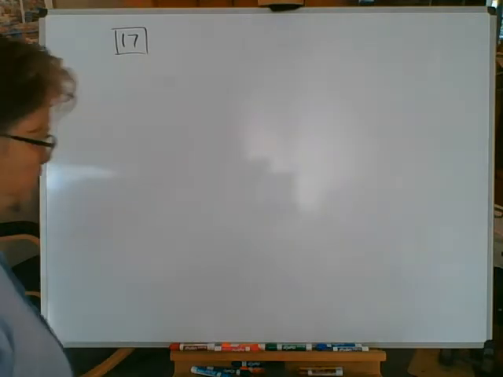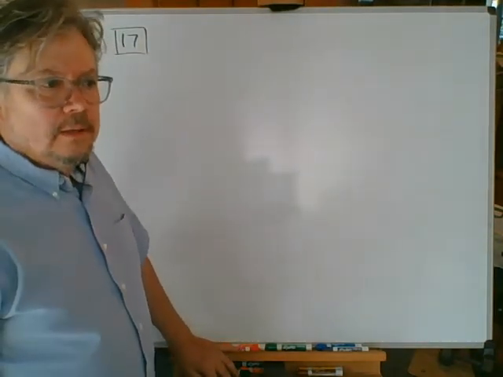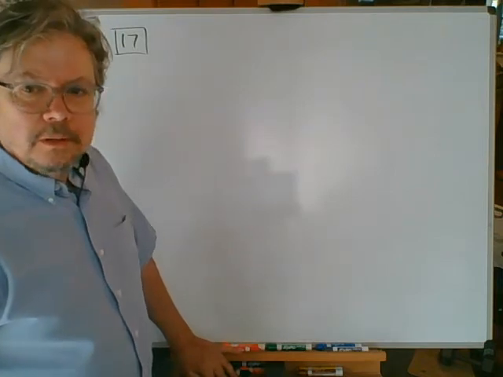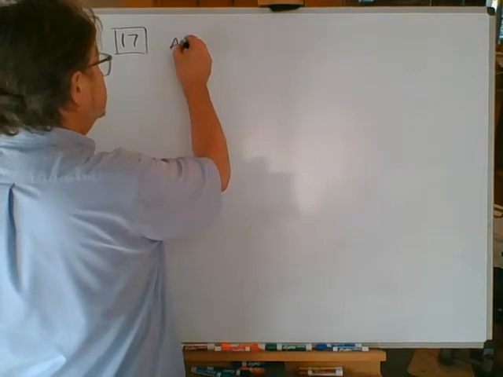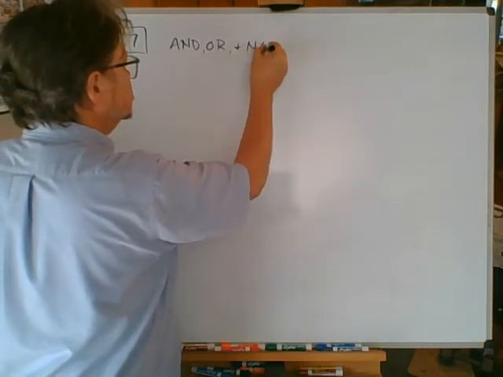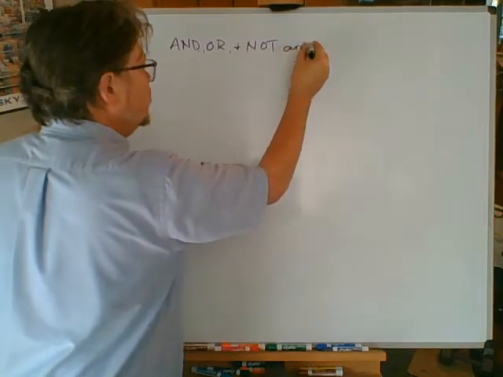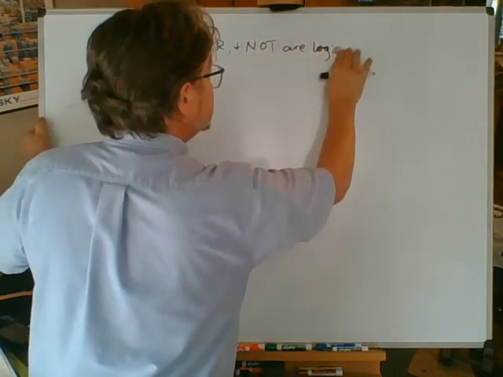And last time I left you hanging with that ridiculous notion that anything a computer could do could be done with nothing but and, or, and not. And, or, and not are what we call logically complete. And spell it correctly.